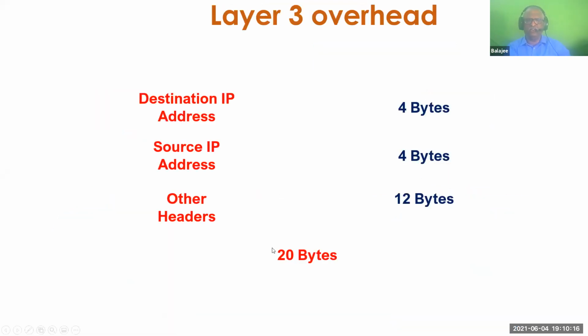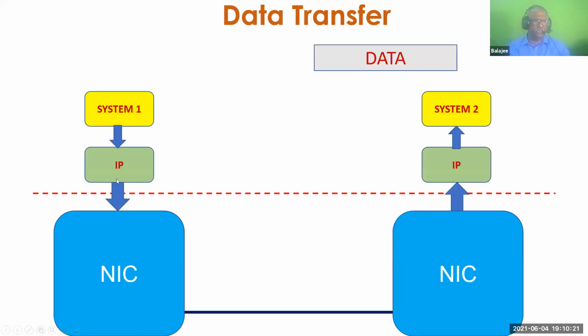See here, once again, layer 3 has a 20 bytes overhead. Layer 1 has 8 bytes overhead. Layer 2 has 18 bytes overhead. Altogether, you have 46 bytes overhead itself now. If you want to send 40 bytes, you have 46 bytes overhead. Now, even a lot more is there that we're going to discuss now.